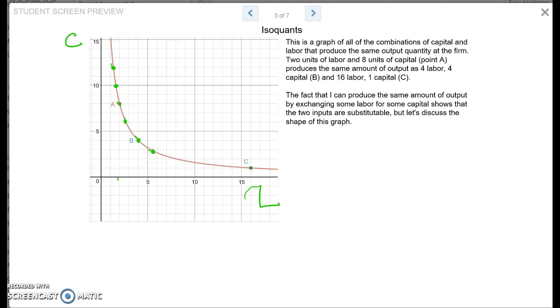All of those, there are a lot of different combinations of inputs that could produce the same amount of output. So the fact that you can produce the same amount of output by exchanging some labor for capital and vice versa implies that labor and capital are to some extent substitutable. You can substitute one for the other, and that makes a lot of common sense.